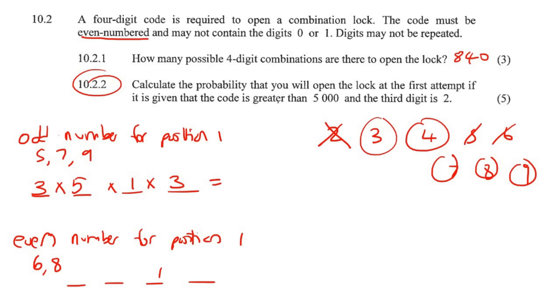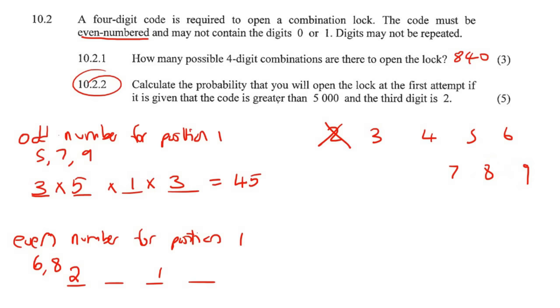Then for this one, for the first position, we could choose either a 6 or an 8. So that's two different options. Let's say we chose a 6. Then for this even number position, we either have a 4 or an 8 available. So it's a 2 over there. Let's say we chose a 4. Now for the rest, we still have 1, 2, 3, 4, 5 options available. Go ahead, multiply all of those, and that'll give us 20. Add these two together, that gives you 65.